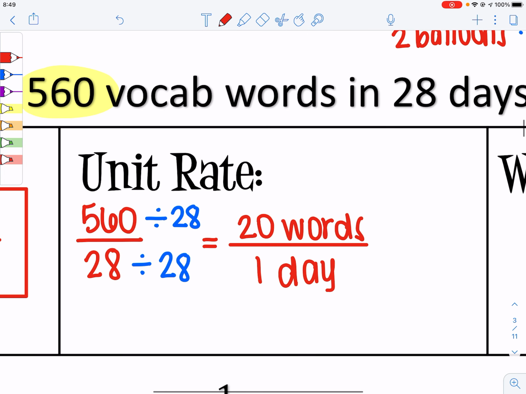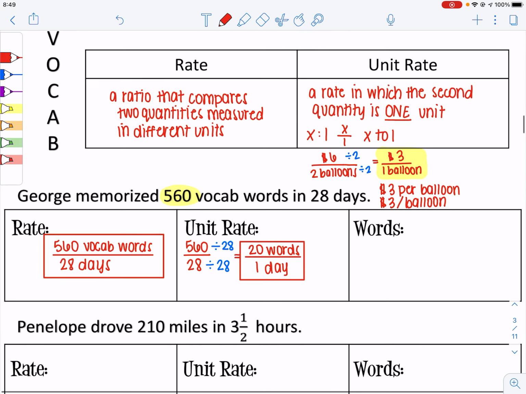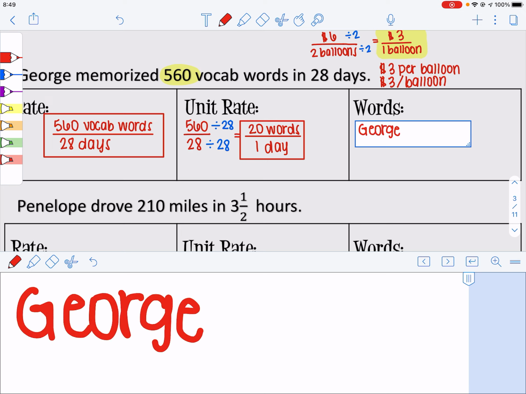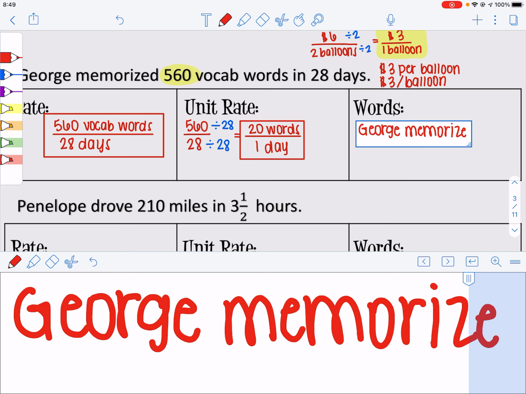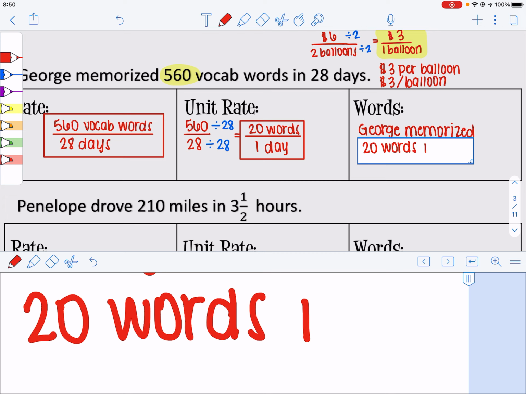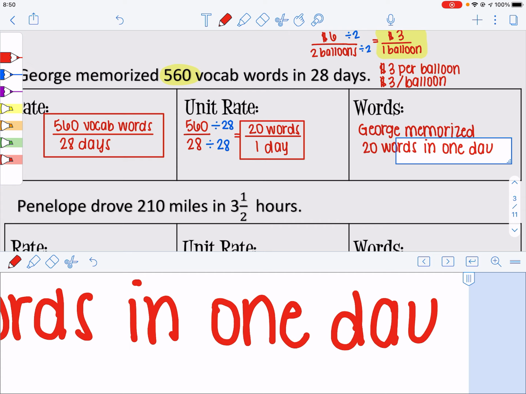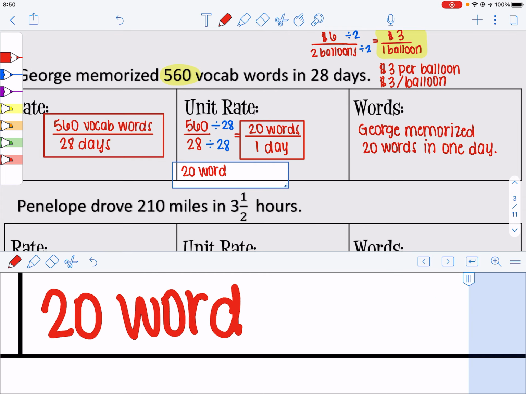over 1 day. Okay, and then the last part of this is just to take that and tell me, what does it mean? In terms of this situation, what does that unit rate even mean? Well, it means that George memorized 20 words, or 20 vocab words, in 1 day. Or sometimes when we have unit rates, we might say 20 words per day.